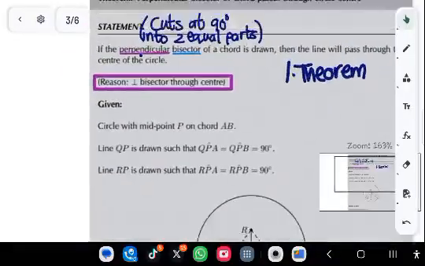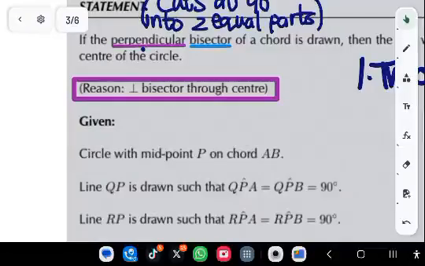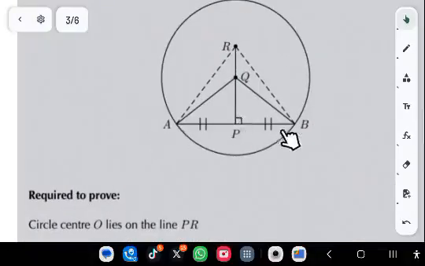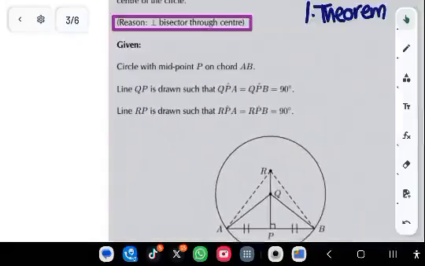That's what the theorem says. That's how our analysis works. This is the reason we use this theorem, perpendicular bisector through center. Whenever you have this perpendicular bisector, you know that it will go through the center of the circle. The center of the circle will be somewhere along those lines.